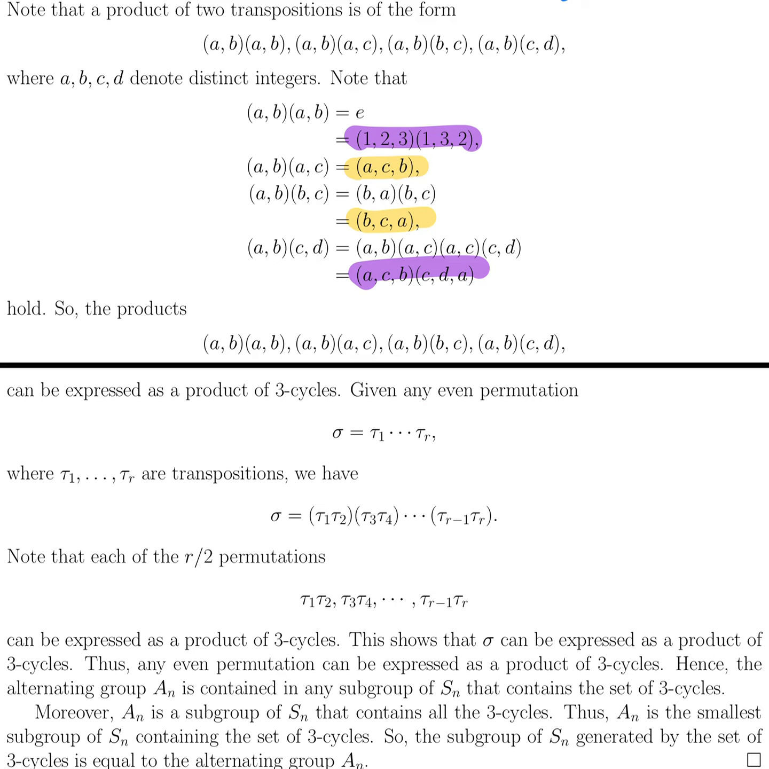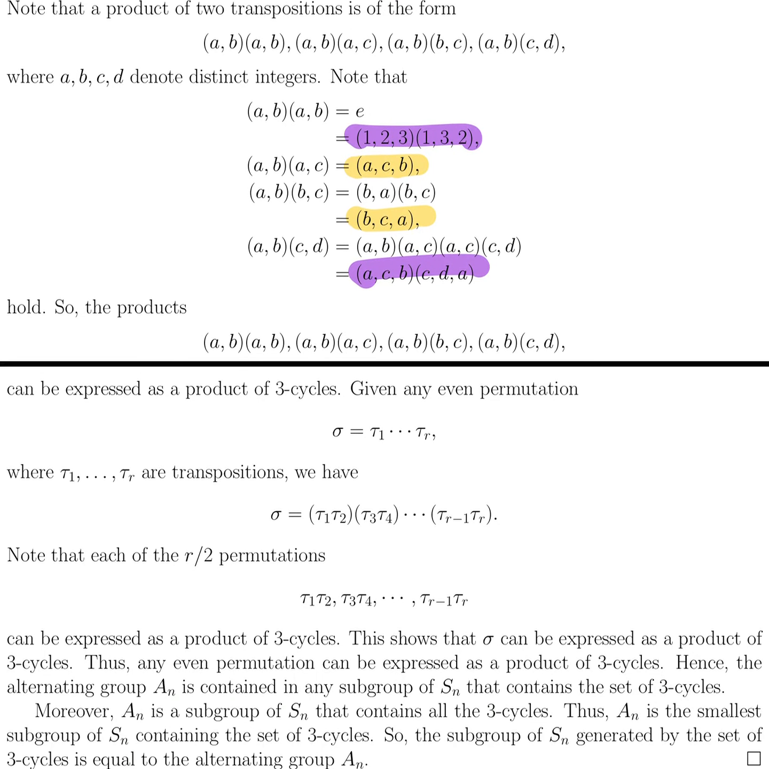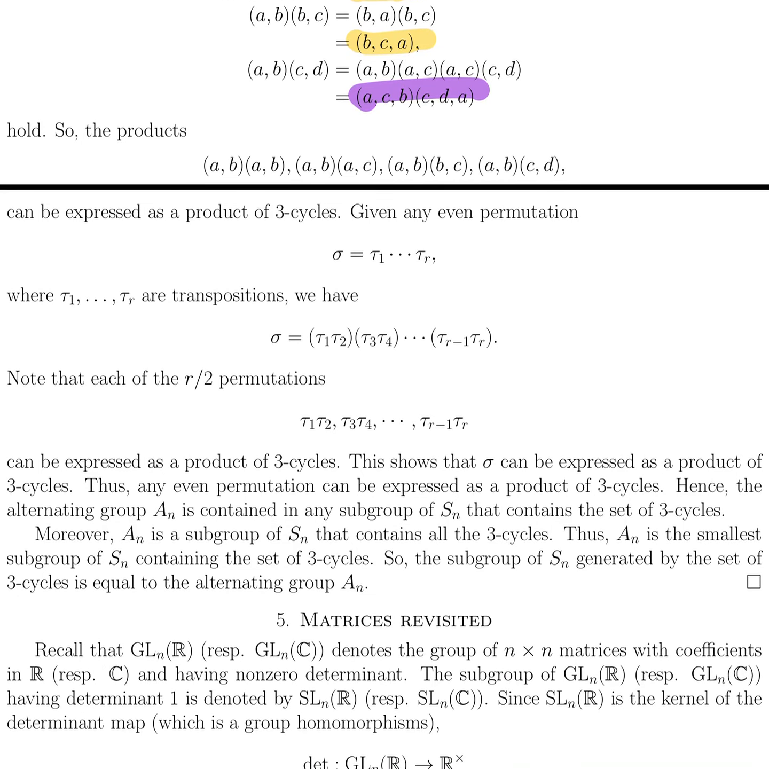Because given an even permutation, tau 1 up to tau r, you can combine them, or put them together in this form: tau 1 tau 2, and then tau 3 tau 4, and then tau r minus 1 tau r. Each of these is either a three cycle or can be expressed as a product of two three cycles. And so this permutation sigma can also be expressed as a product of three cycles.